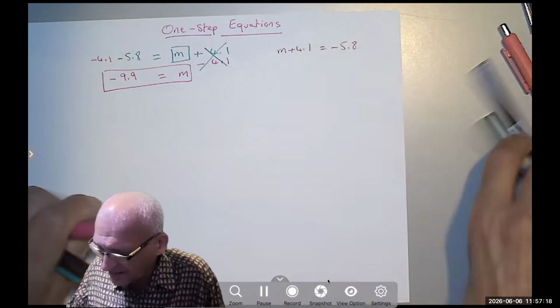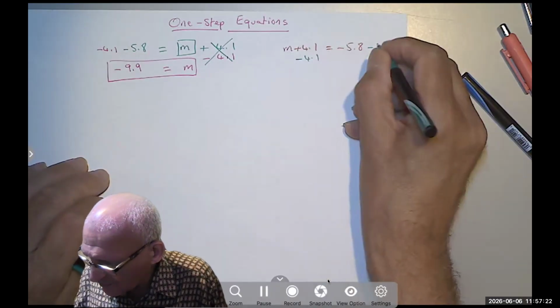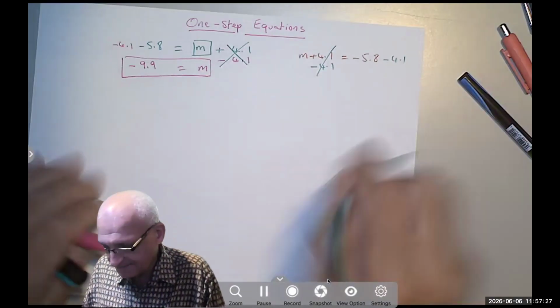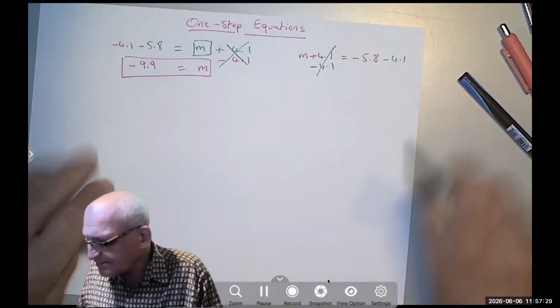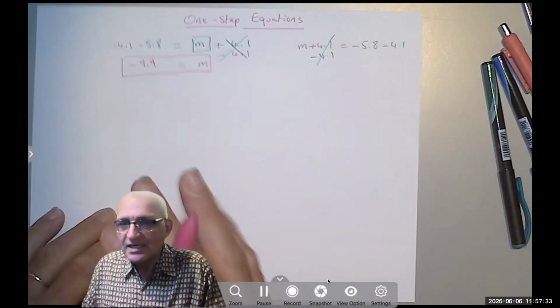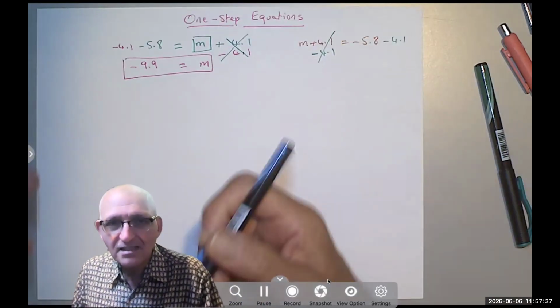Here it's the same thing. I would have subtracted 4.1 from both sides, and I get the same exact answer. Now, some people have trouble with addition and subtraction. It's okay if you don't understand why.